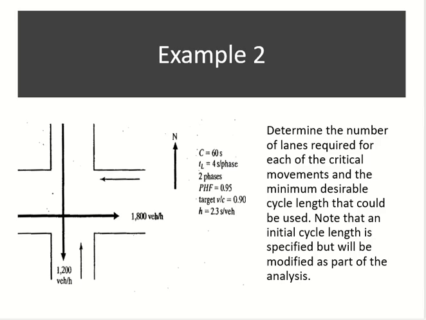You cannot see it here, but you will see when we finish this problem that VC depends upon number of lanes. And without VC, I cannot have the desirable cycle length. So there are two unknowns, and both of them are in the same equation. VC and desirable cycle length. They are in the same equation. So until I fix one, I cannot solve the other.